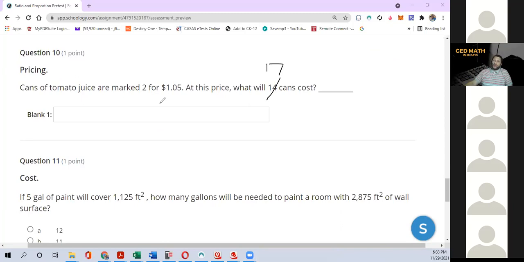Cans of tomato juice are marked 2 for $1.05. At this price, what will 17 cans cost?